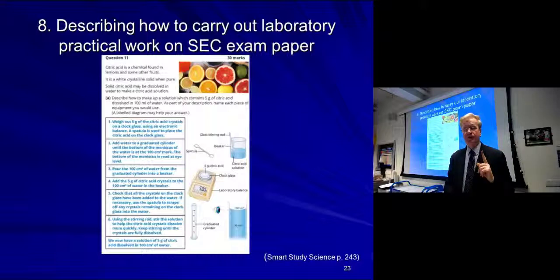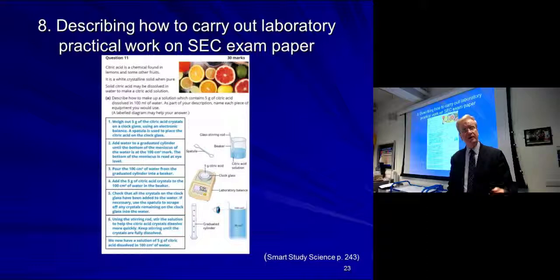Number 8, very important, describing how to carry out laboratory practical work. From my days of marking junior cycle examination papers, the most common mistake made by students is that they do not write enough. So here you are asked to describe how to make up a solution of 5 grams of citric acid in 100 mils of water. And about 2/3 of the page were left blank.